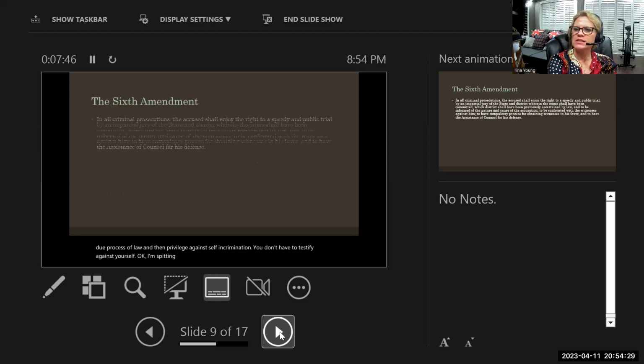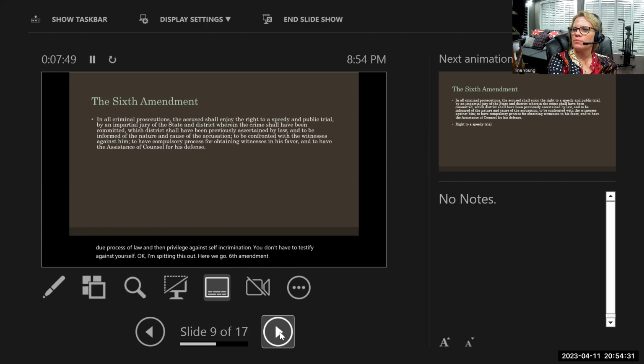Sixth Amendment. This is one that also is common in our criminal justice classes. In all criminal prosecutions, the accused shall enjoy the right to a speedy and public trial by an impartial jury of the state and district wherein the crime shall have been committed, which district shall have been previously ascertained by law, and to be informed of the nature and cause of the accusation, to be confronted with the witnesses against him, to have compulsory process for obtaining witnesses in his favor, and to have the assistance of counsel for his defense.